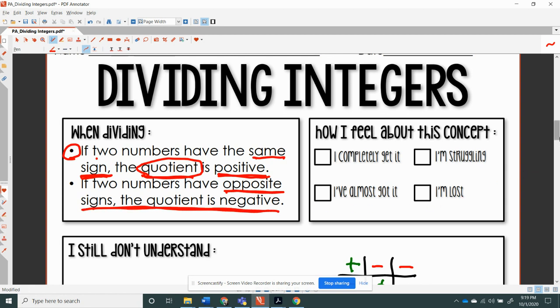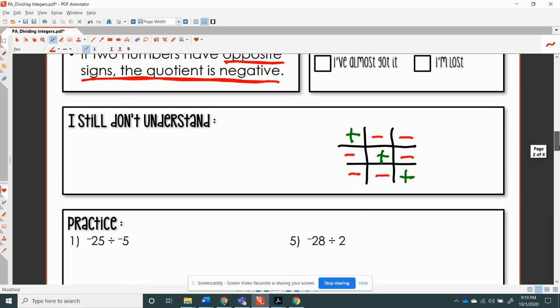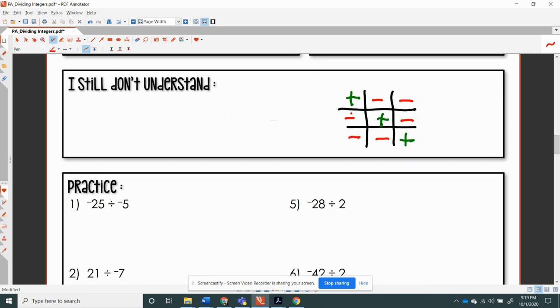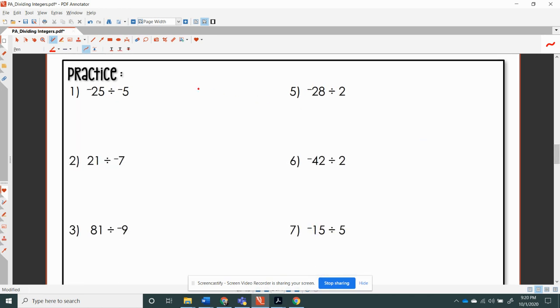We can use this little memory trick that we have here. Just like in multiplication, a positive divided by a negative is a negative. A negative divided by a positive will give us a negative, and a negative divided by a negative will give us a positive. That will help us remember. So when we do these division problems, we want to look at the signs first.